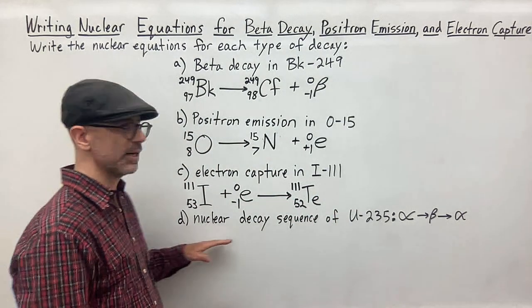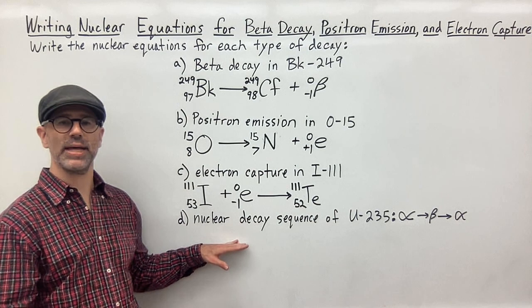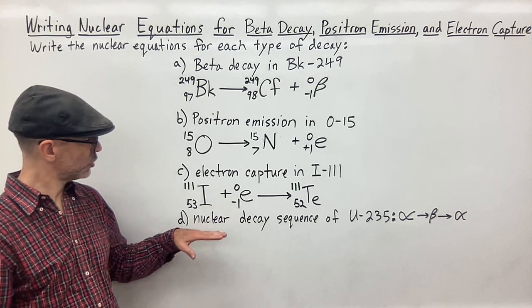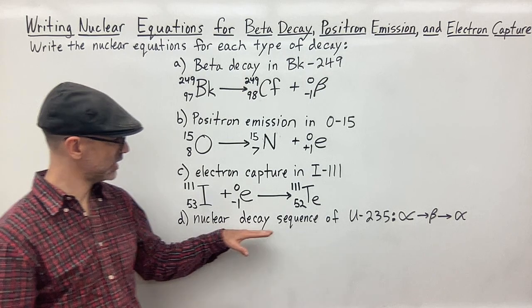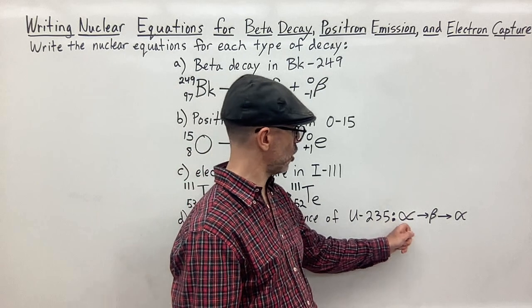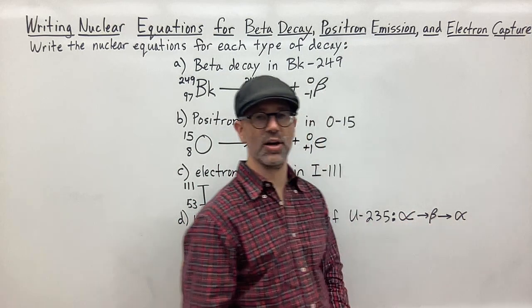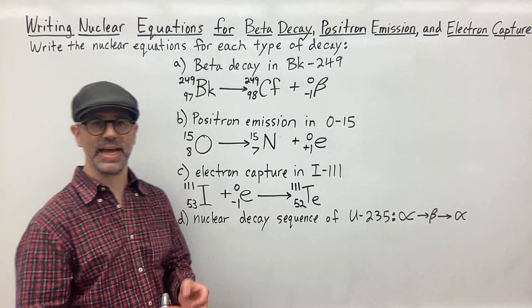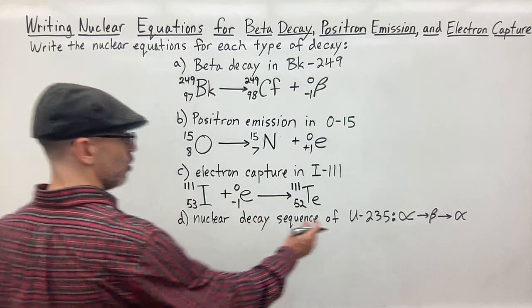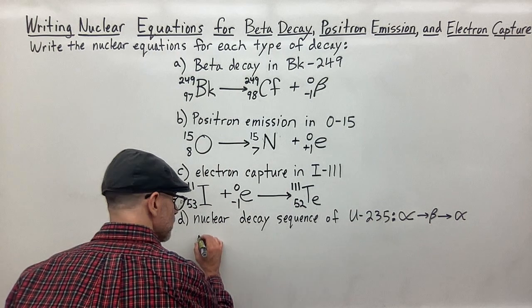Okay, last but not least, now in this case, they're asking us to write a sequence of steps. So here we want to write down the nuclear decay sequence of uranium-235. First it's going to undergo an alpha decay, then a beta decay, and then another alpha decay. This is called a decay series. So we start as we usually do. Uranium-235, we write that as the isotope symbol.